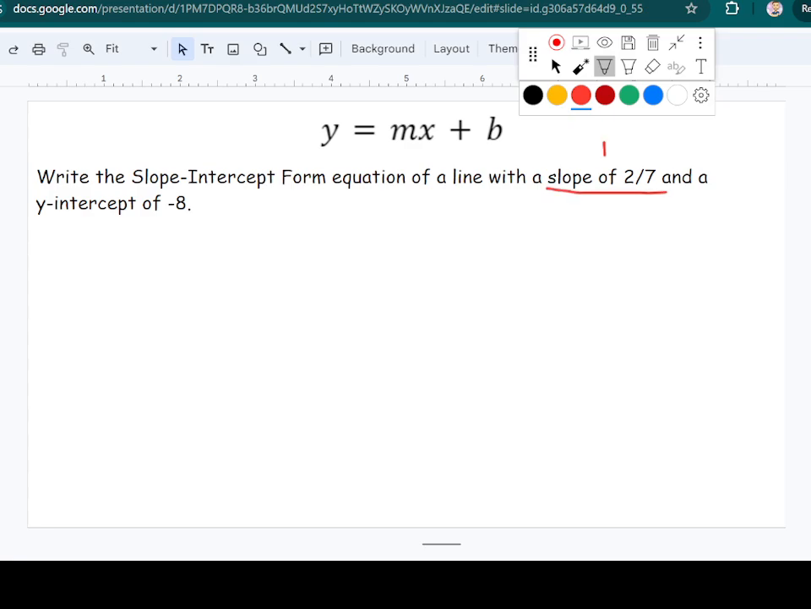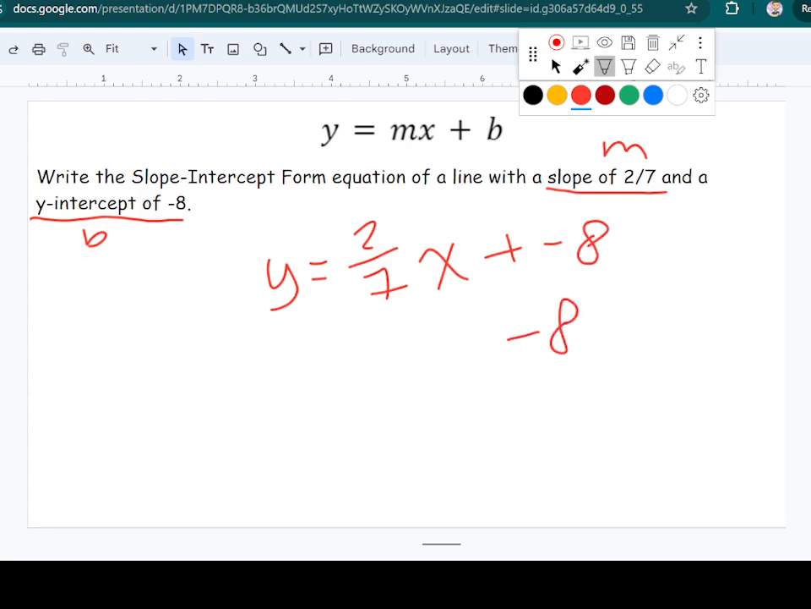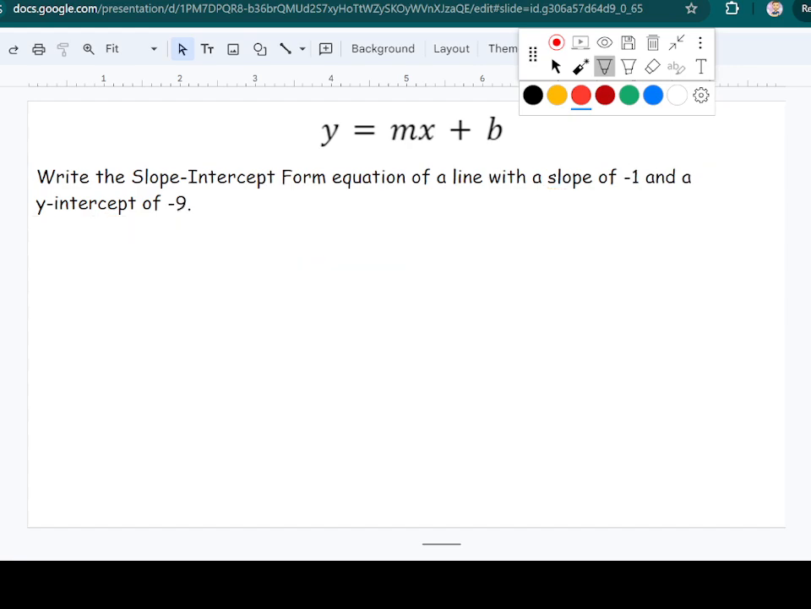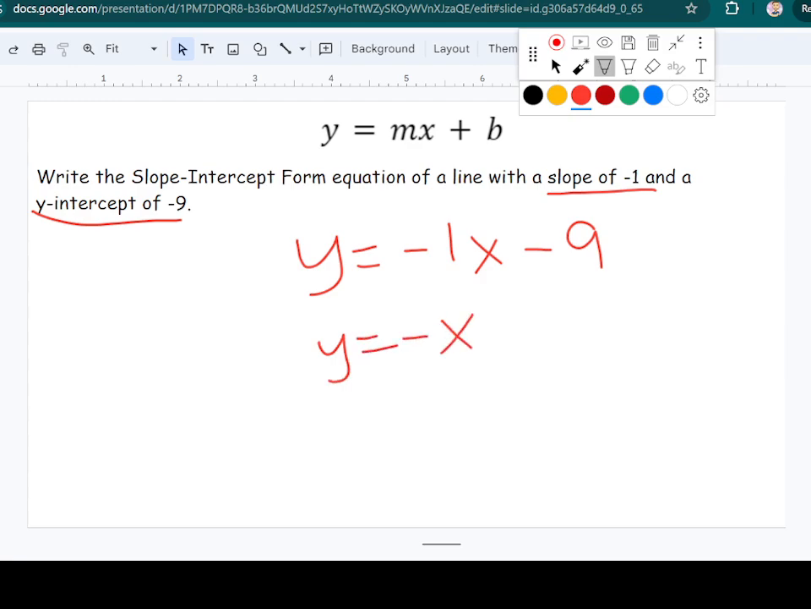This one we have a slope of 2/7 and a y-intercept of -8. So y equals 2/7 x plus -8, or you could just write -8, whatever is your preference. Either one works. As long as that negative's in there somewhere. Slope of -1, y-intercept of -9. Y equals -1x minus 9. Or like we said earlier, I could just put y equals -x minus 9 and skip that 1 because it is assumed.